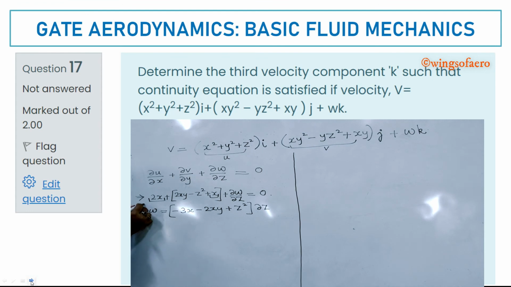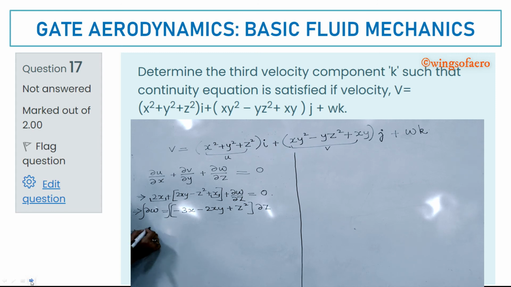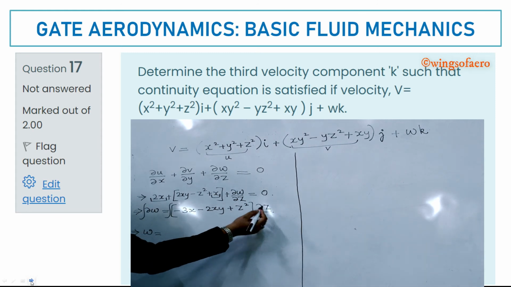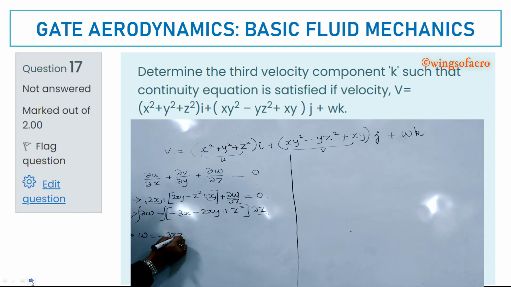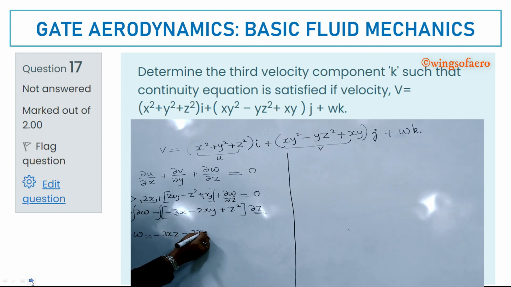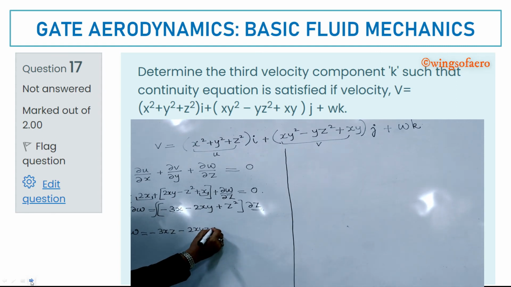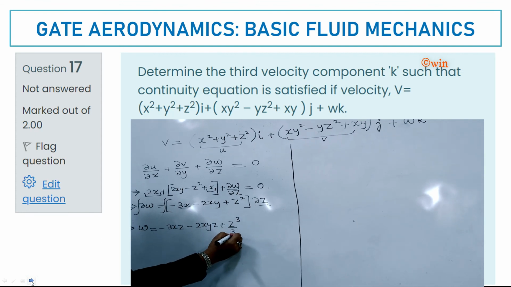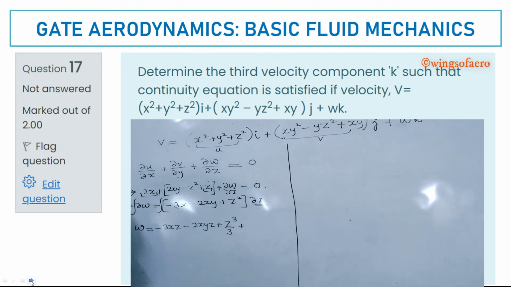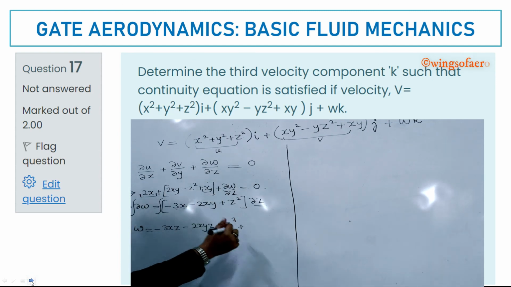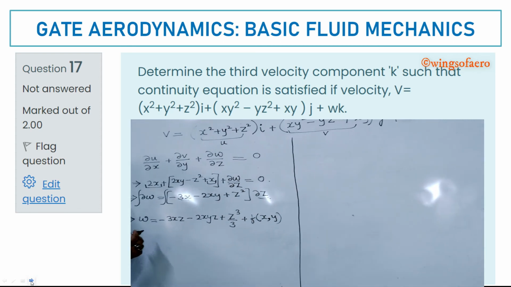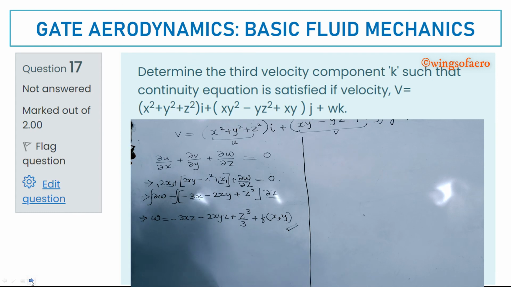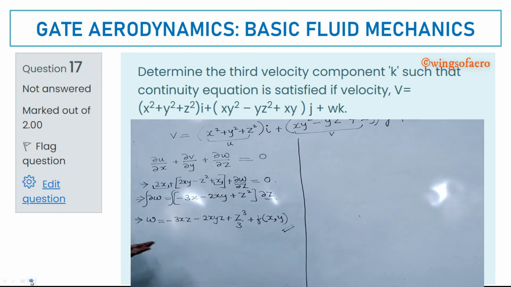Now I am going to integrate both sides. If I integrate with respect to z, w becomes, with x and y treated as constants, minus 3xz minus 2xyz plus z cube by 3. Since we are integrating, we will have some function. What will be the function? The function in terms of x and y. So this is the z component answer, and among your choices, this will be the right answer.